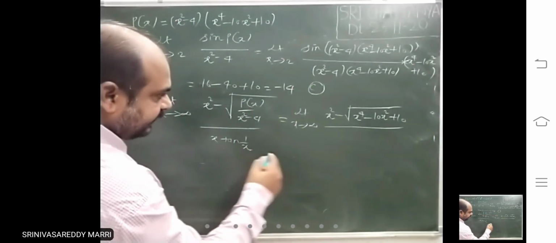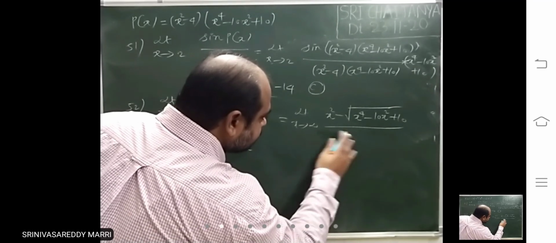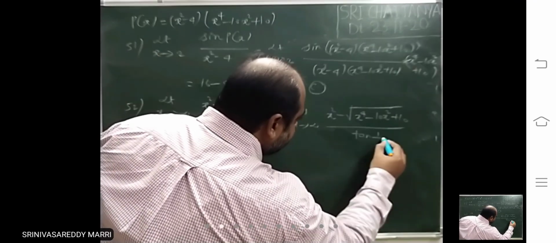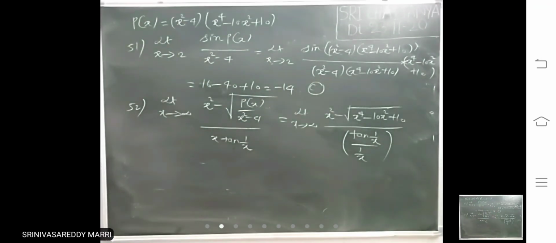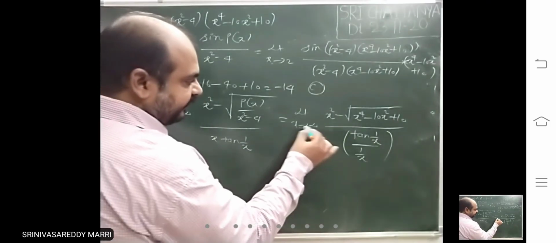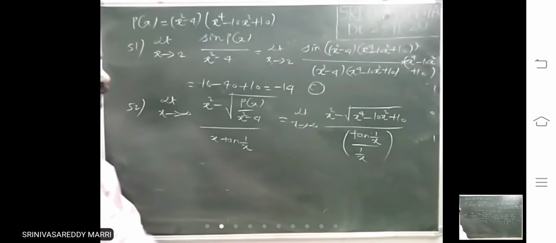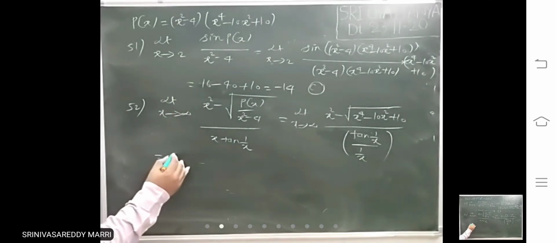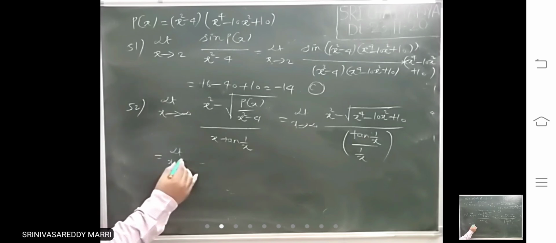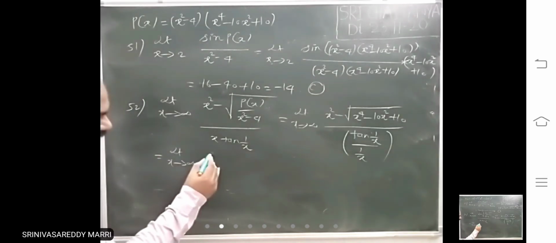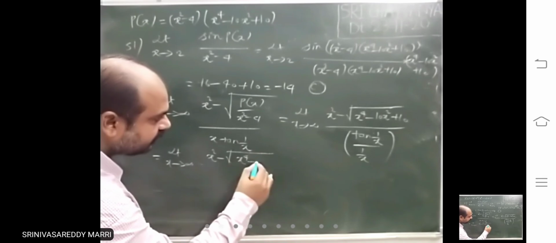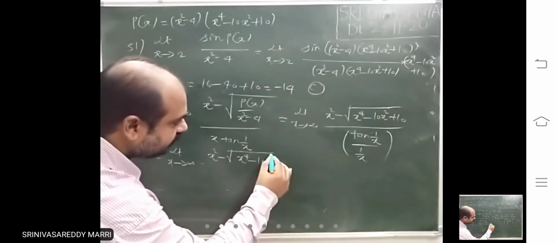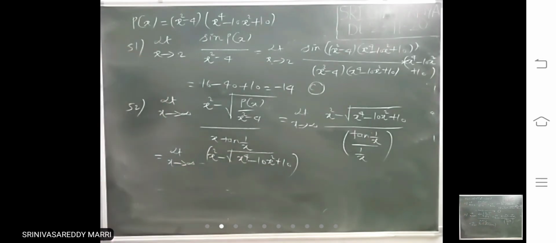Divided by, now this I am writing as tan 1 by x divided by 1 by x. Denominator 1, tan 1 by x divided by 1 by x, that is tan x by x. If x tends to infinity, 1 by x tends to 0. So this limit will become 1. Limit x tends to infinity of x square minus root of x square plus 10, this you have to evaluate.